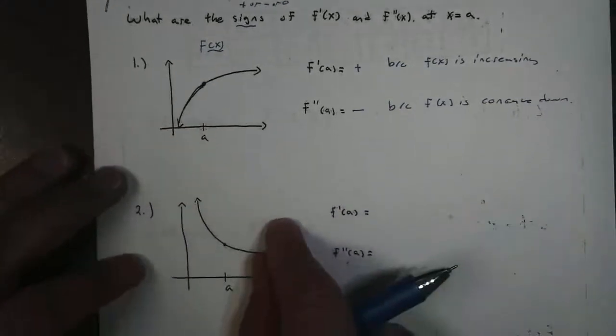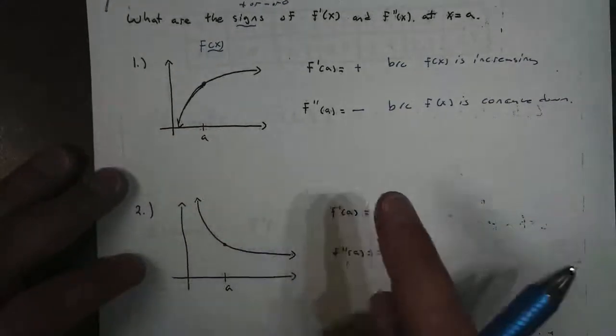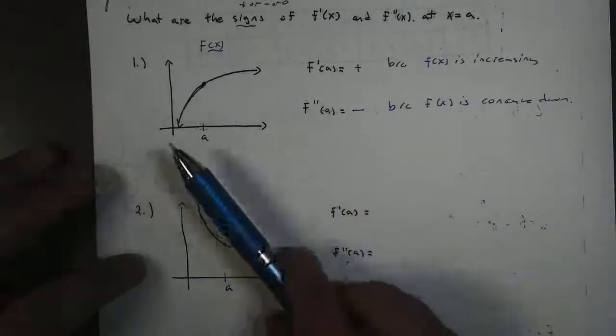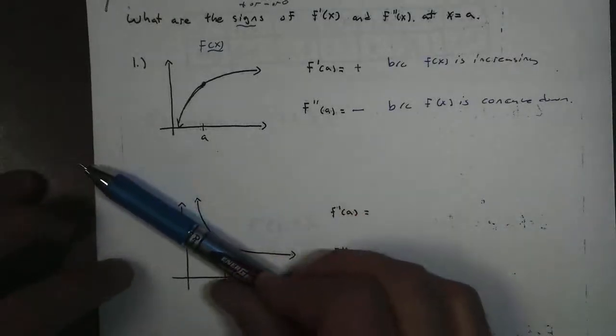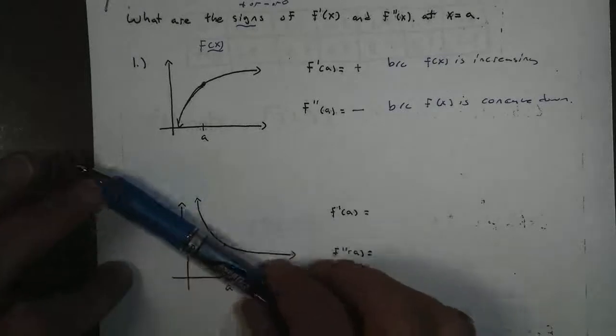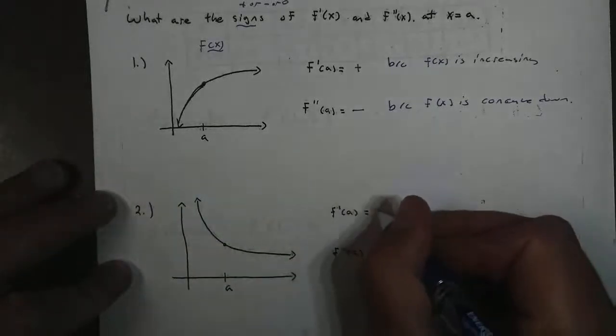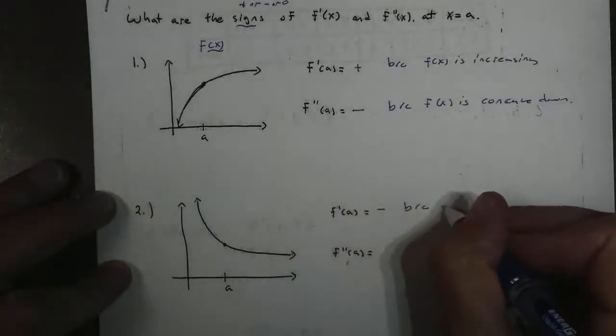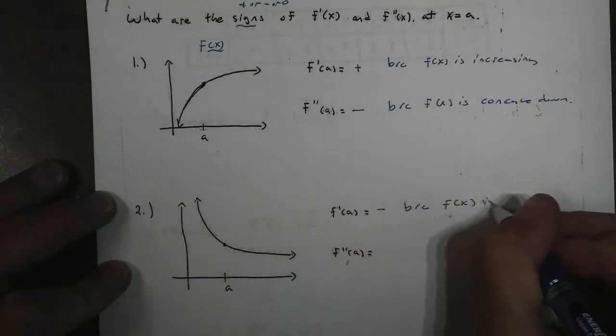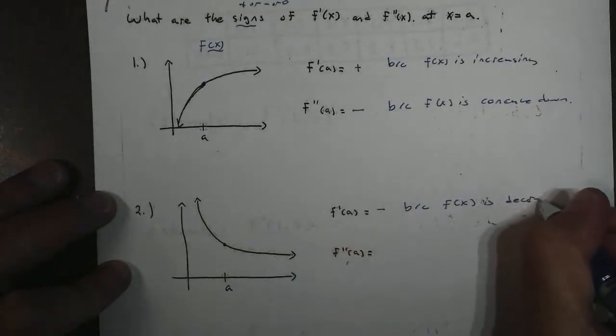So let's go to number two. Number two, we are looking at the slope. The slope at A looks to be negative because this is decreasing. So we say that the slope is negative, and that is because the function is decreasing.